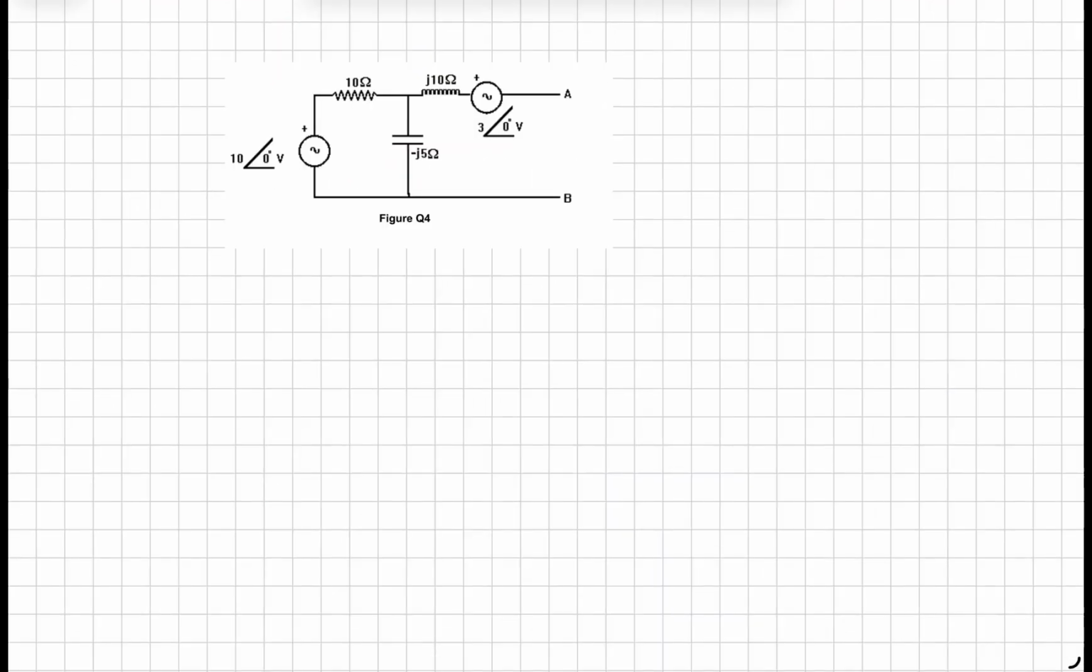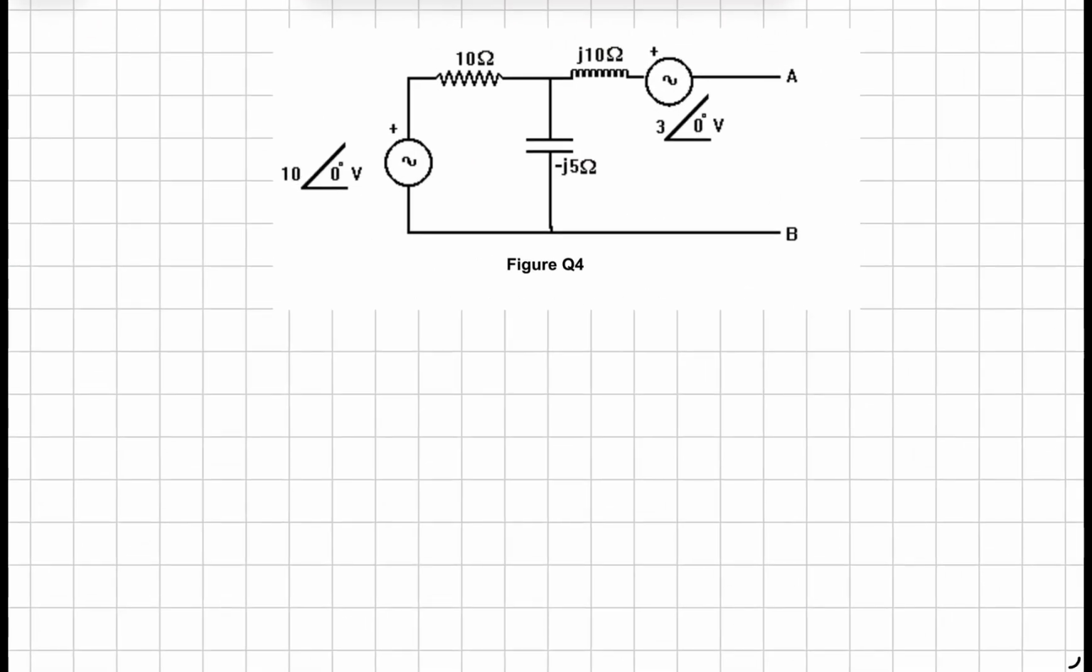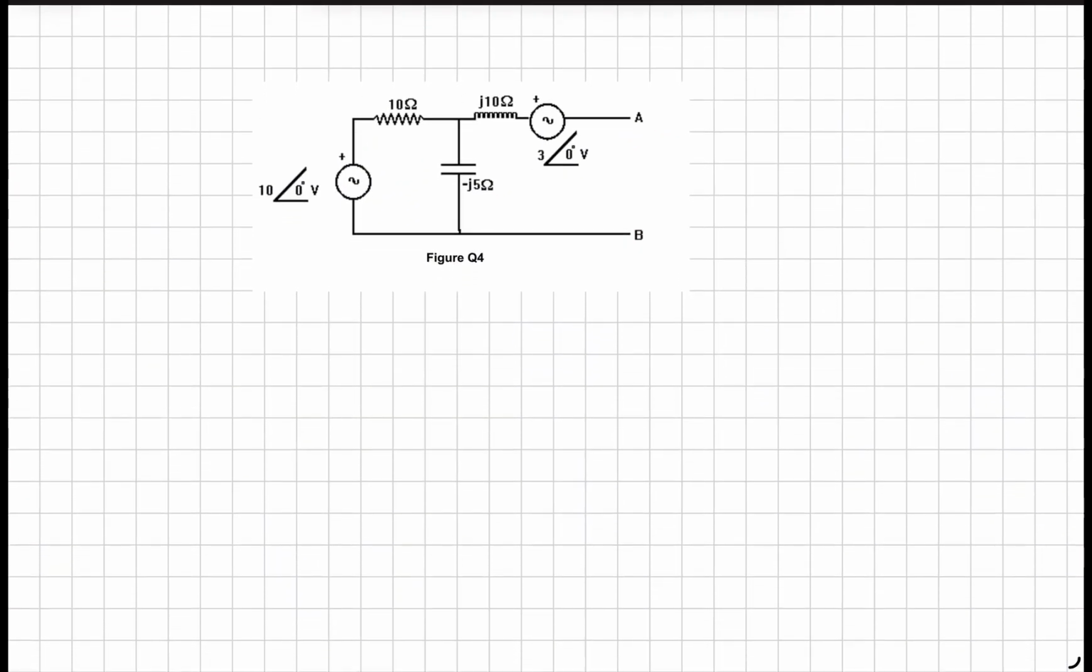Now, we've got another AC Thevenin circuit. I'm going to do the same thing I did last time. I'm going to solve the Thevenin resistance first. Short that. That'll be minus J5. 10 ohms is over there, J10 ohms. A's over there and B's over there. Cool.